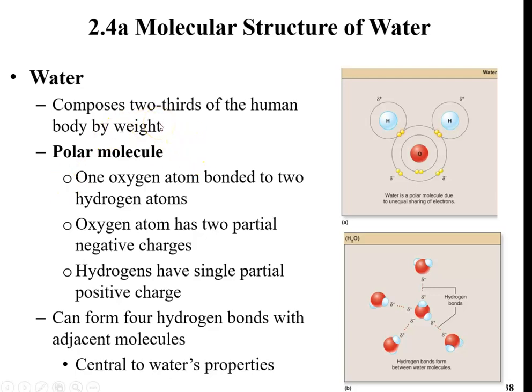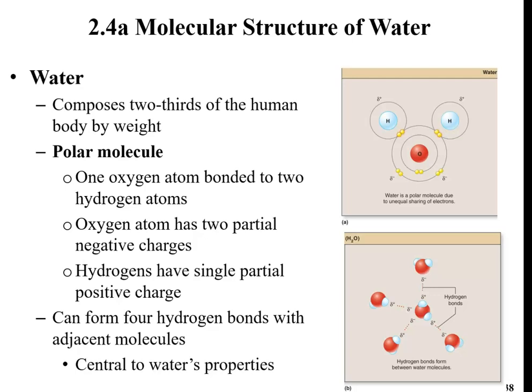All right, molecular structure of water. Water composes 2/3 of the human body by weight, so it's a pretty important molecule to know about. We've talked about how it's one oxygen atom bonded to two hydrogen atoms, and that oxygen atom has partial negative charges, right? One partial negative charge from the first hydrogen atom that it's pulling electrons away from, and another partial negative charge from the second hydrogen atom that it's pulling electrons away from.